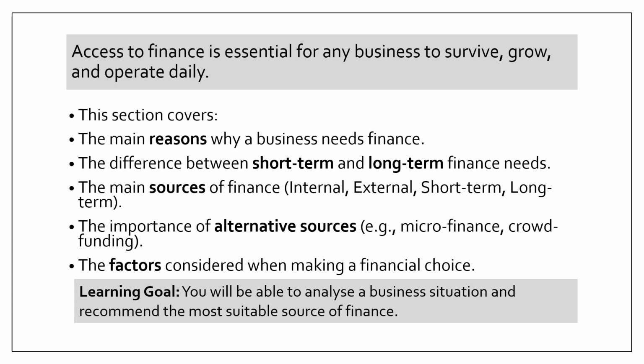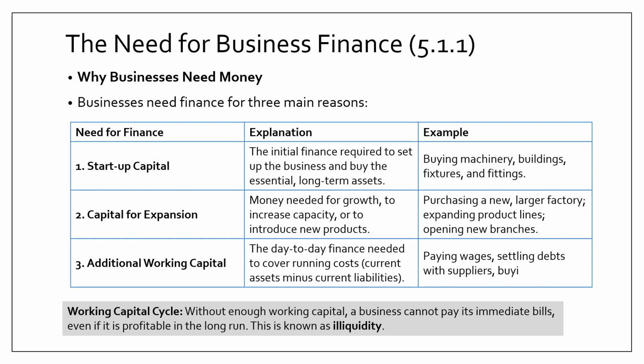Access to finance is essential for any business to survive, grow, and operate daily. This section covers the main reasons why a business needs finance, the difference between short term and long term finance needs, the main sources of finance, the importance of alternative sources, and the factors considered when making a financial choice. The learning goal from this chapter is that you will be able to analyze a business situation and recommend the most suitable source of finance. The need for business finance, Unit 5.1.1.